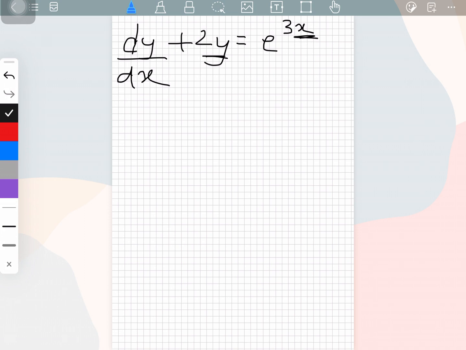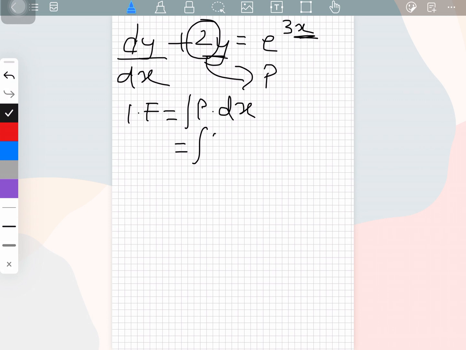Now what we have to do is find the integrating factor. Over here, 2 is comparable to p. So the integrating factor that we need to find is the integration of p with respect to x. If it were dx over dy, then it would be p dy. So what is p? It's 2. So let's integrate 2, and the integration is simply 2x.